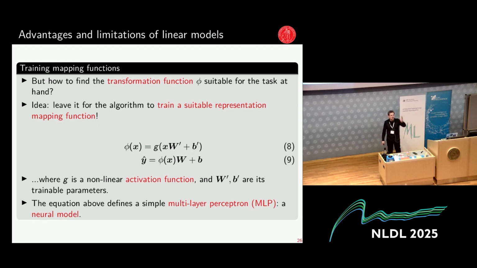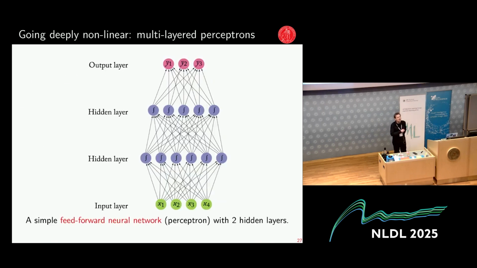So this equation on the slide basically defines the simplest neural model in the world, the multi-layer perceptron, right? It looks very similar to a linear model, with the exception that we also apply some sort of non-linear activation function G. I will talk more about non-linearities in the next slides. Again, here is maybe a more familiar image of a neural network.